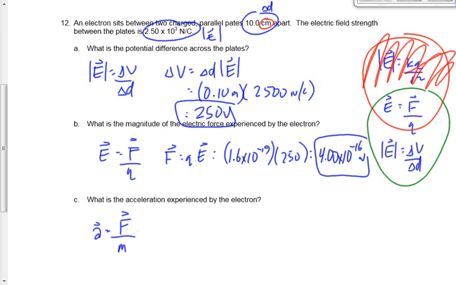We got the force here. It's 4 times 10 to the negative 16 divided by the mass. The mass of the electron is 9.11 times 10 to the minus 31. When we do that math, works out to be 4.39 times 10 to the 14.